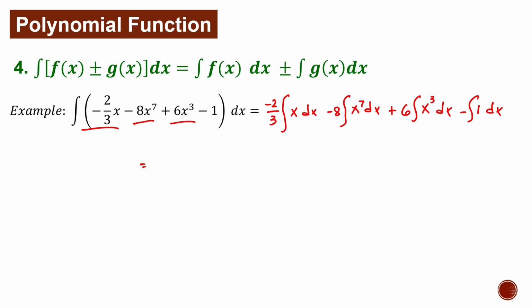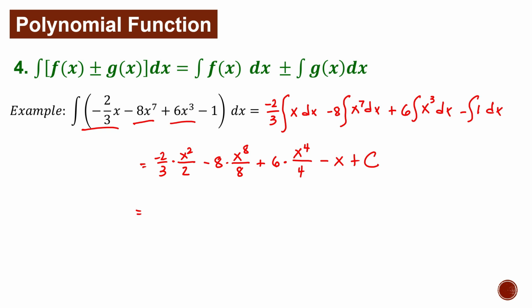So we have negative 2/3 times x. We understand that the exponent of x here is 1. So we add 1 to that. That gives us 2. And whatever the exponent is, that's going to be our denominator. Minus 8 times x raised to 7 plus 1, which is 8, over 8, plus 6 times x raised to 3 plus 1, which is 4, then again that's the same as the denominator. Then minus, this is just x. And again, don't forget the c.